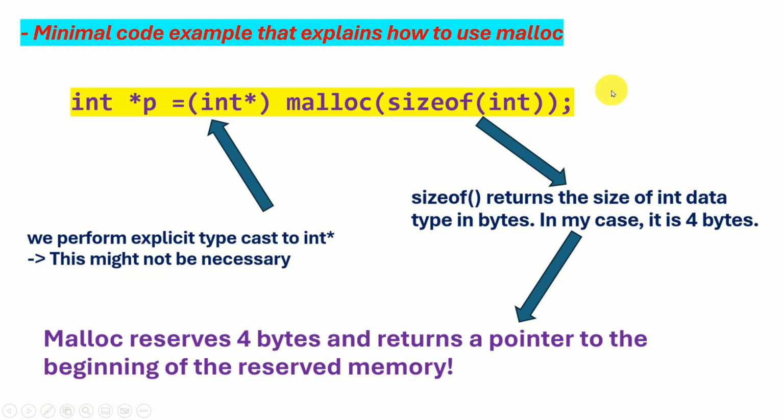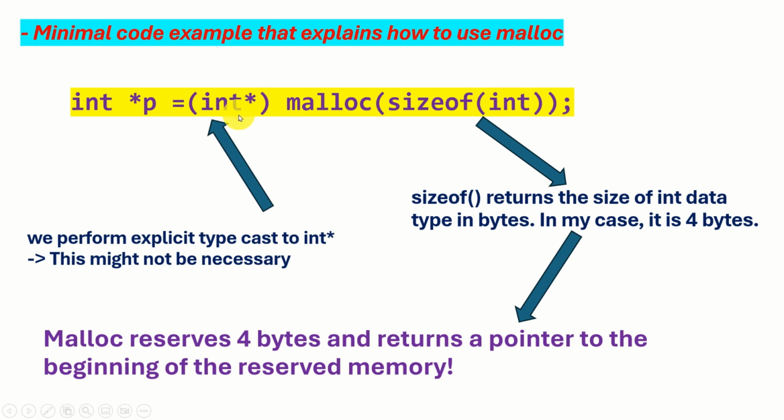Next, let us briefly summarize everything we explained so far. This is the main statement. Sizeof operator returns the size of int data type in bytes. In my case, it is 4 bytes. Then malloc reserves 4 bytes and returns a pointer to the beginning of the reserved memory. Over here, we perform explicit typecast to int pointer.